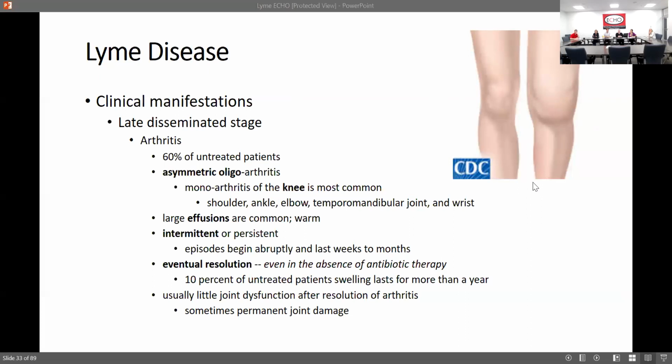And the knee is by far the most common. It's usually one-sided, and very often the patient will give a history of recurrent episodes, like one, two, has had multiple episodes. It can be other joints as well, and that's what they describe as asymmetric oligoarthritis. That's a lot of big words. That picture says it better. Okay, swollen, intermittent, or persistent with eventual resolution. But it can last a long stinking time. So it's something to be aware of.